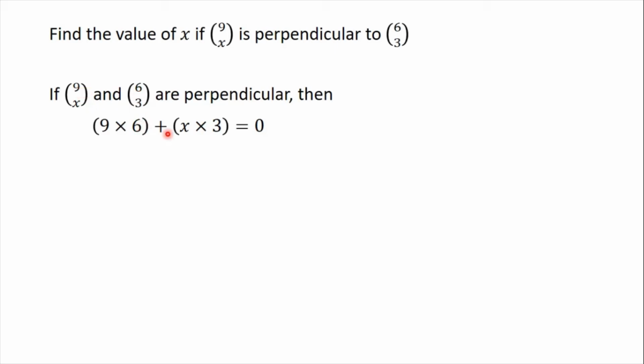So 9 times 6 plus x times 3 should give us 0. 9 times 6 is 54. x times 3, from algebra, we know that is 3x. We have to make x the subject, so you send 54 over to this side. So 3x is equal to minus 54. From linear equations, we know that we have to divide both sides by 3. So we divide the left-hand side by 3, we divide the right-hand side by 3, and x gives us minus 18. So if these two vectors are perpendicular, then x is equal to minus 18.